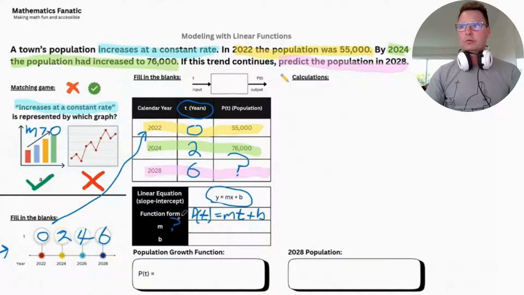So what is m? Recall that a function is like a machine. For each input t, we get a corresponding output p. So let's start by calculating m. That's going to be, for a function, the change in output. Let's write this a little neater here.